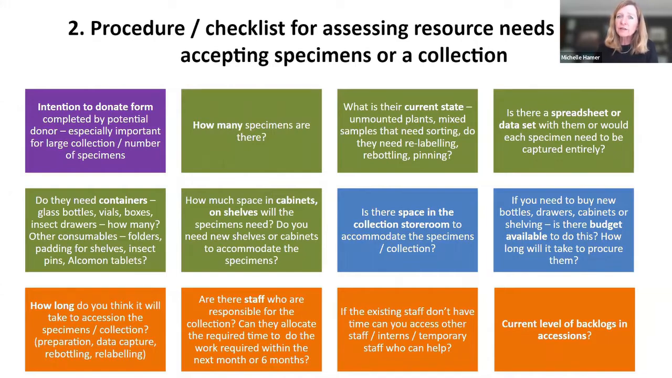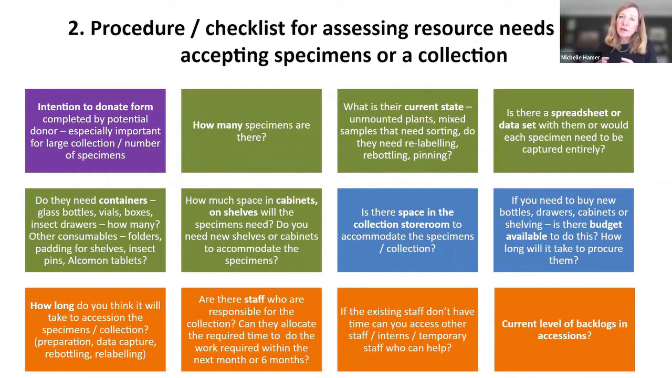Do they need new containers, glass bottles, vials, boxes, insect drawers? How many? Do you need any other consumables? Do you need Alcamon tablets? And then how much space will this take up in cabinets or on your shelves? Do you need new cabinets or new shelves to accommodate it? And then is there enough space in the collection storeroom? If the answer is no, and there's no option for getting more space, you probably can't take a collection. And if you need to buy a whole lot of new things, do you have budget? And if you've got budget, how long is it going to take you to procure all of those things?